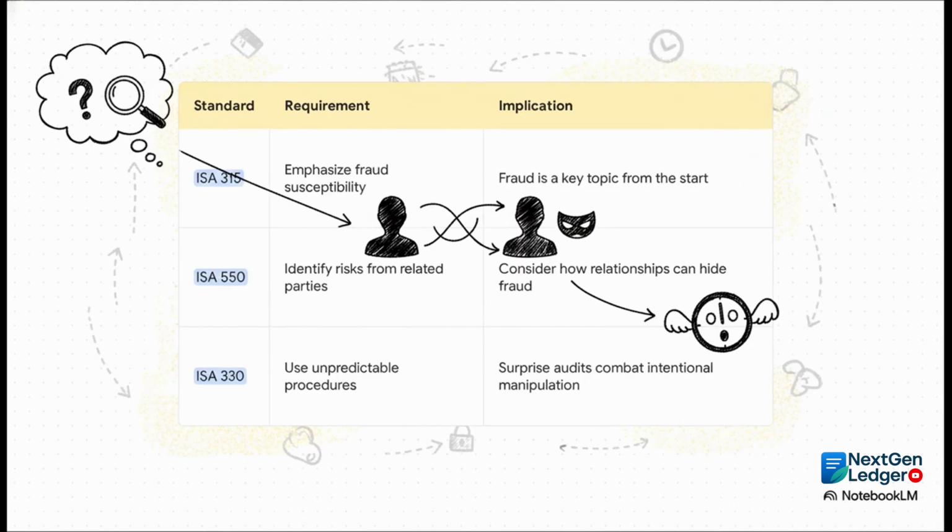And this table just lays it out so clearly. Now, the very first team meeting has to talk about where fraud could be hiding. Procedures for looking at related parties are now explicitly about fraud risk. And I love this last one. Auditors are now encouraged to be unpredictable, to perform procedures at odd times, basically to keep management on their toes.